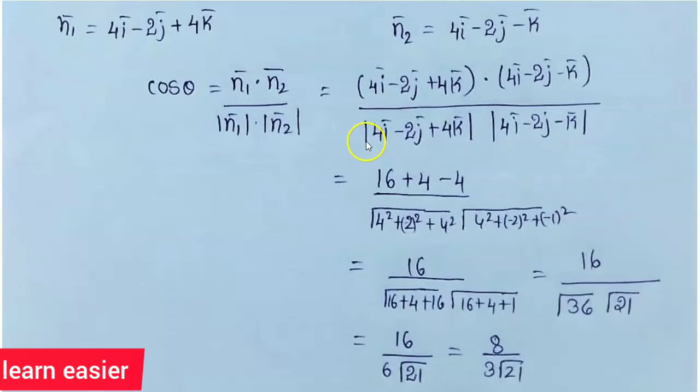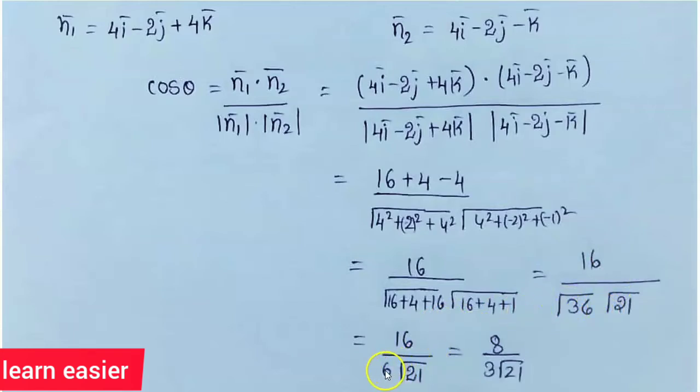Here mod of n1 bar is the square root of 4 square, minus 2 whole square, 4 square. And mod of n2 bar is the square root of 4 square, minus 2 whole square, and minus 1 whole square. So finally we get 16 by square root of 16 plus 4 plus 16, which is 36, into square root of 16 plus 4 plus 1, which is 21. So we get 16 by root 36 into root 21, but root of 36 is 6.